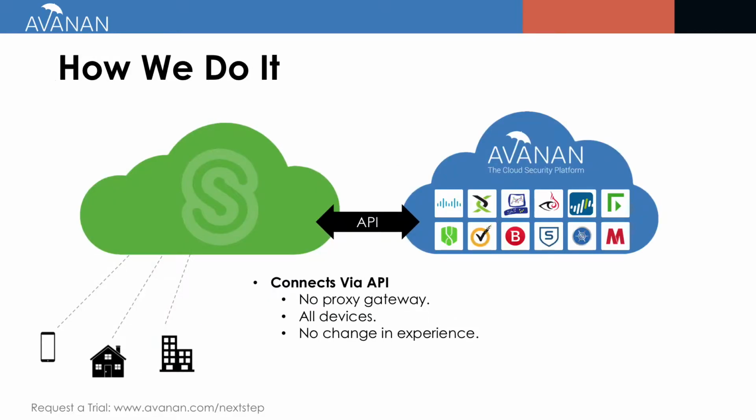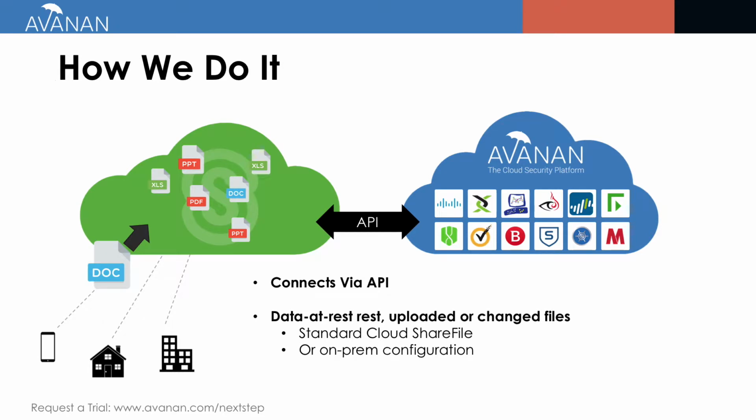So in terms of how we do it, it's a pretty simple approach. We're using APIs. So we have the visibility with the APIs to everything that occurs within the Sharefile environment, whether it be uploads or downloads or edits, any of that activity we're seeing via the APIs. That first step is connection via the APIs, and Chris is going to walk you through how we go ahead and do that.